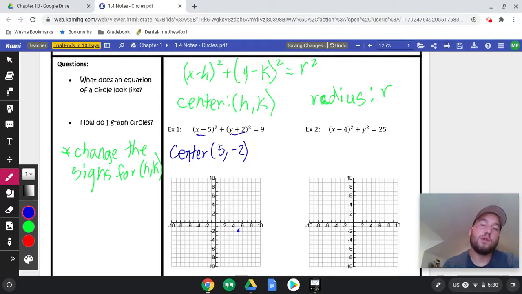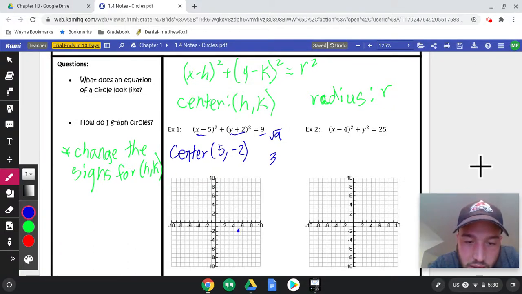Okay, now this one is important. To find our radius, remember, it's the square root of whatever's there, because we just need r, and that 9 is r squared. Square root of 9 in our case is going to be 3. So now to graph it, I can simply count from this in straight lines to the left, to the right, up and down, and put some dots.